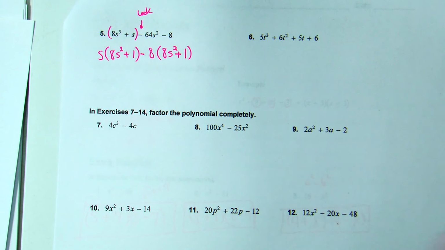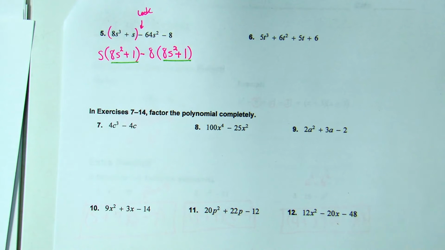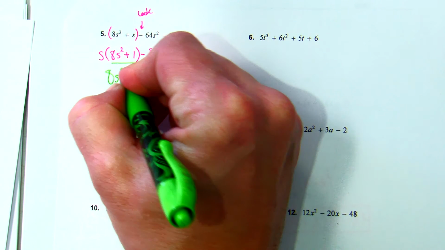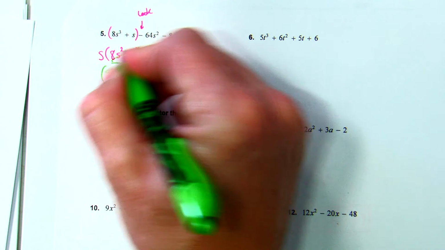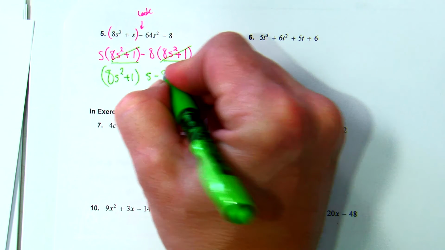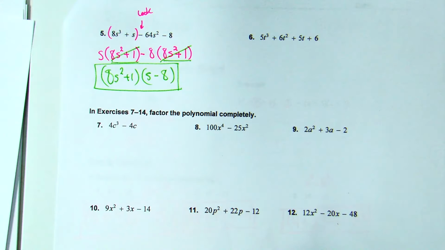And then we should notice our common factor or common binomial in both of these terms. We'll pull that out. 8s squared plus 1. Those are gone, so now the only thing left is s minus 8. Is this becoming a little easier as we move along?